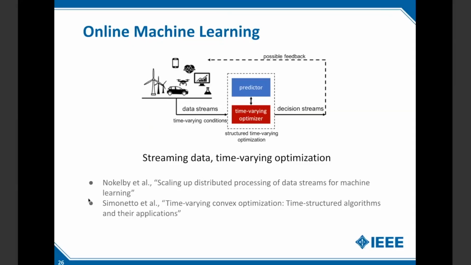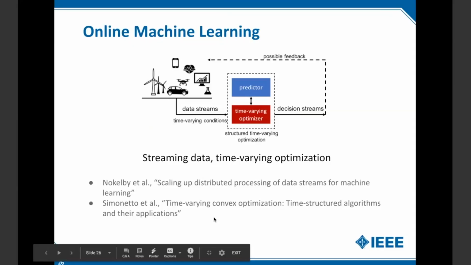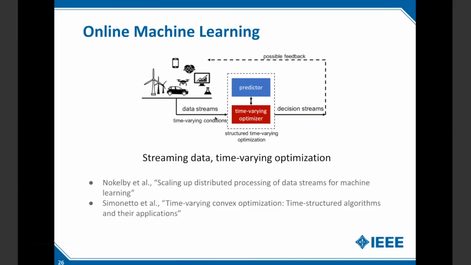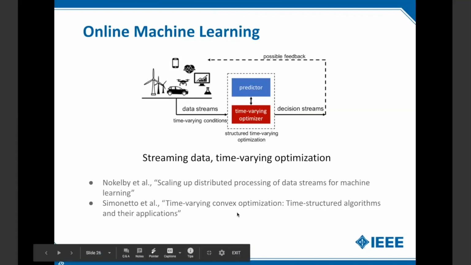And the other one is by Simonetto et al., which looks at time varying convex optimization. And I just wanted to mention, you might be thinking kind of streaming optimization or estimation. There are very strong natural connections to some online estimation problems you might be familiar with, things like the Kalman filter.